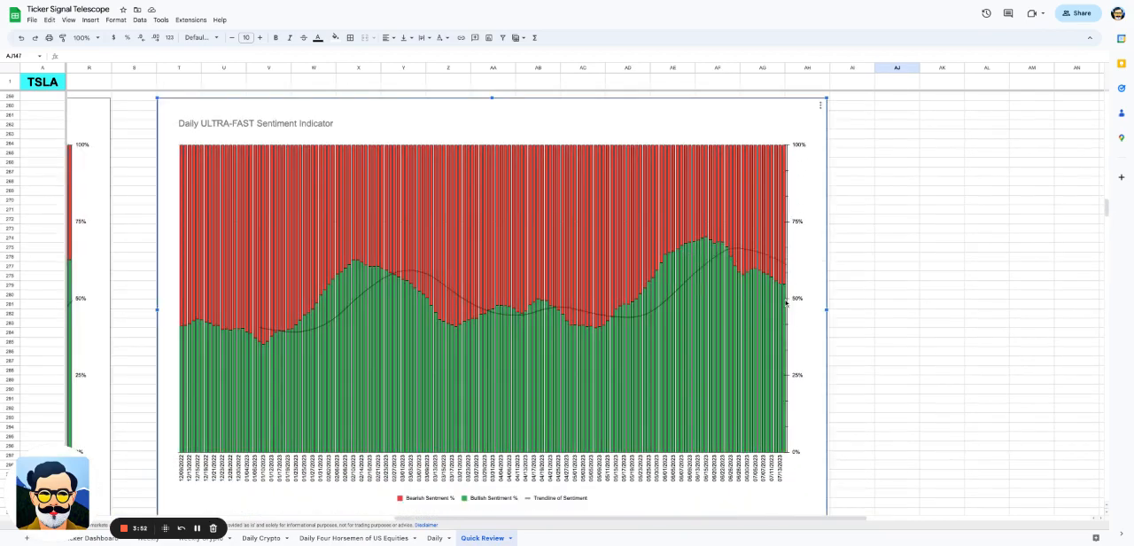Now we're going to look at what we have in the ultra fast sentiment indicator. It looks like here we're starting to kind of base. We are at 54% on the 2 day rolling. It is something that's really positive to see and would be a great setup for the next week.